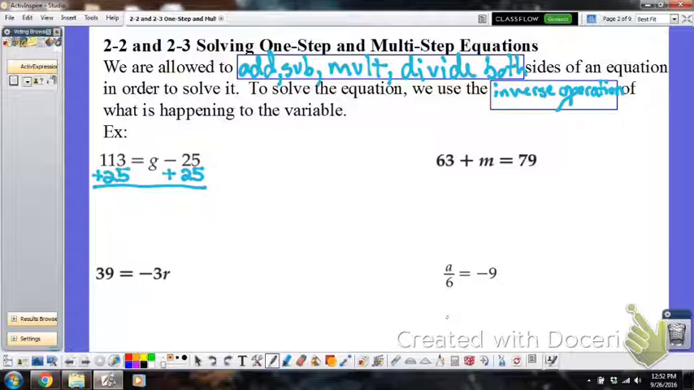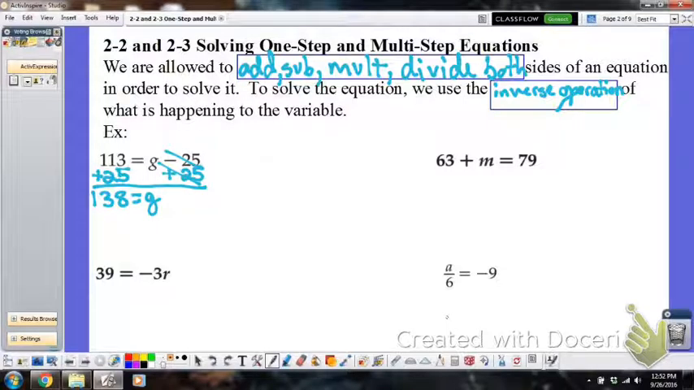If we look on our right side, we have a minus 25 and a plus 25. Those cancel out, so they're gone because negative 25 plus 25 is 0. So we're left with a g on the right side. And on the left side, we have 113 plus 25. Well, that's 138. So my solution is g equals 138.